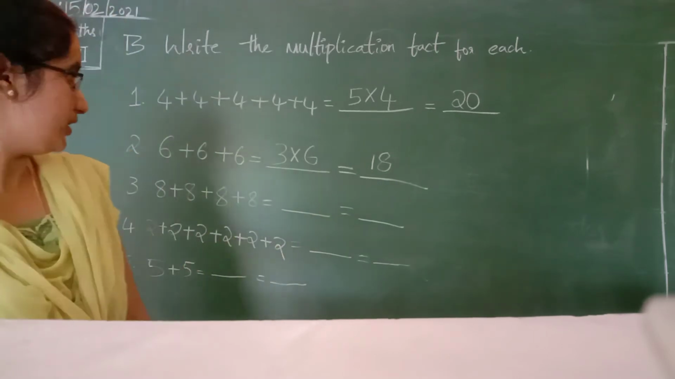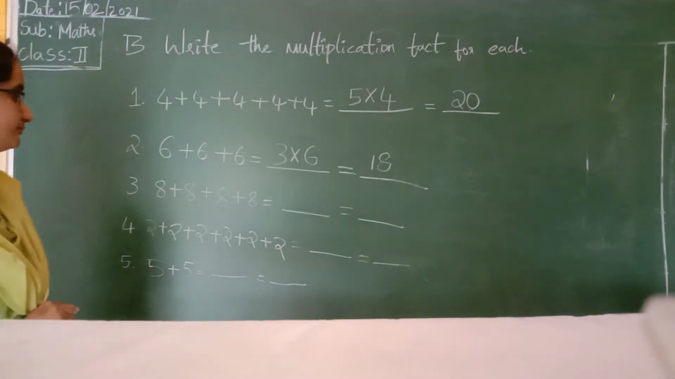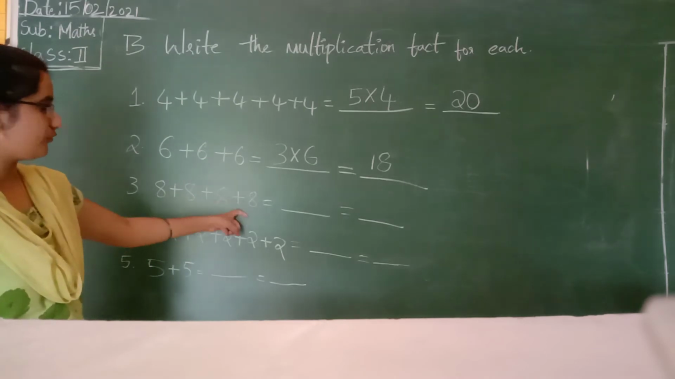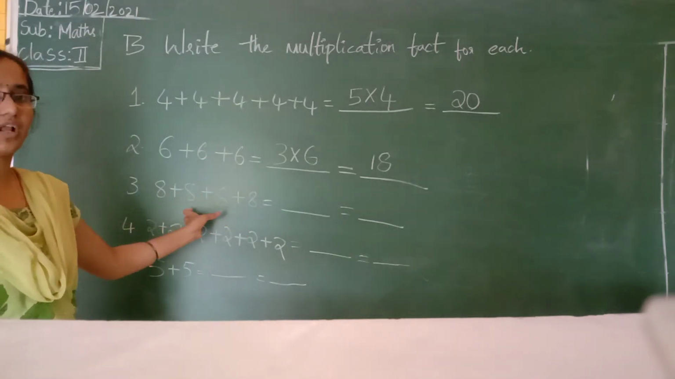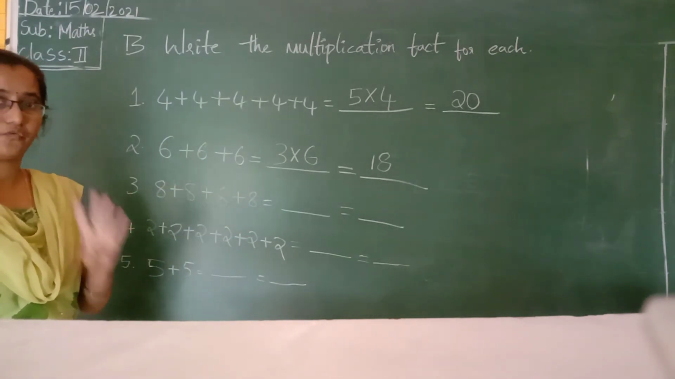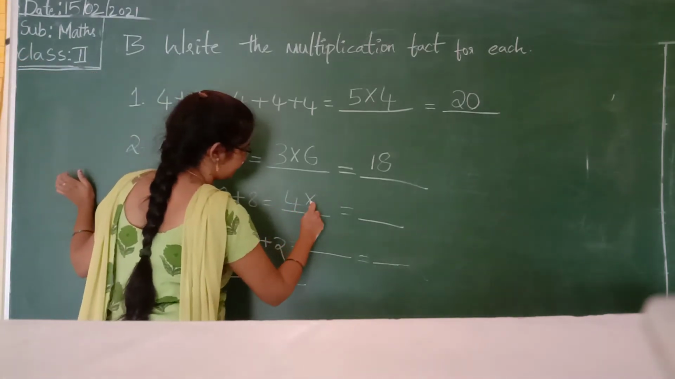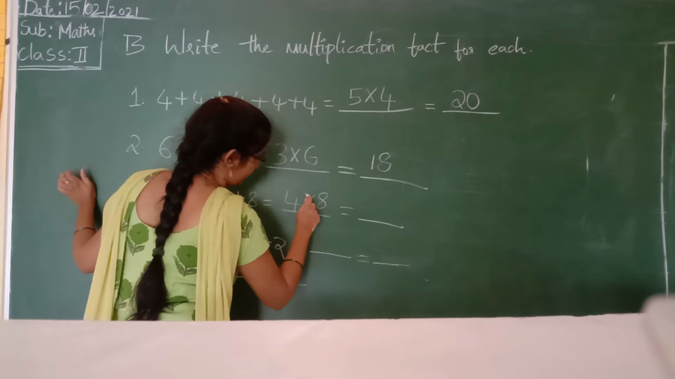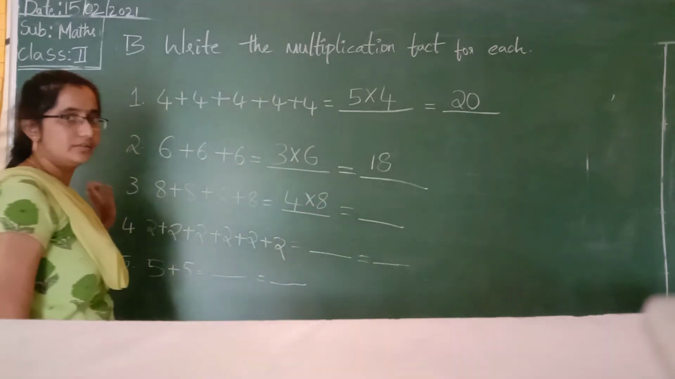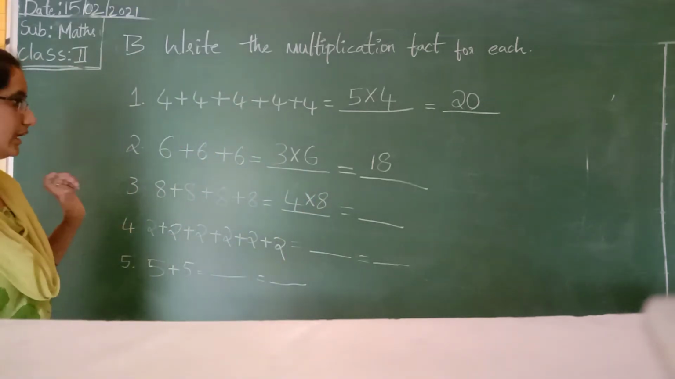Or else I will do them here itself. Please listen. 1, 2, 3, 4. How many 8s are there? Four 8s. That is 4 into 8.